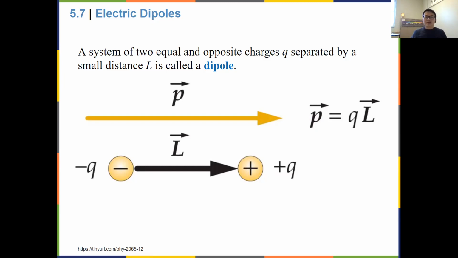The next section is on electric dipoles. The definition of an electric dipole is a system of 2 equal and opposite charges separated by a small distance L. That's called a dipole. So they have to be close to each other.